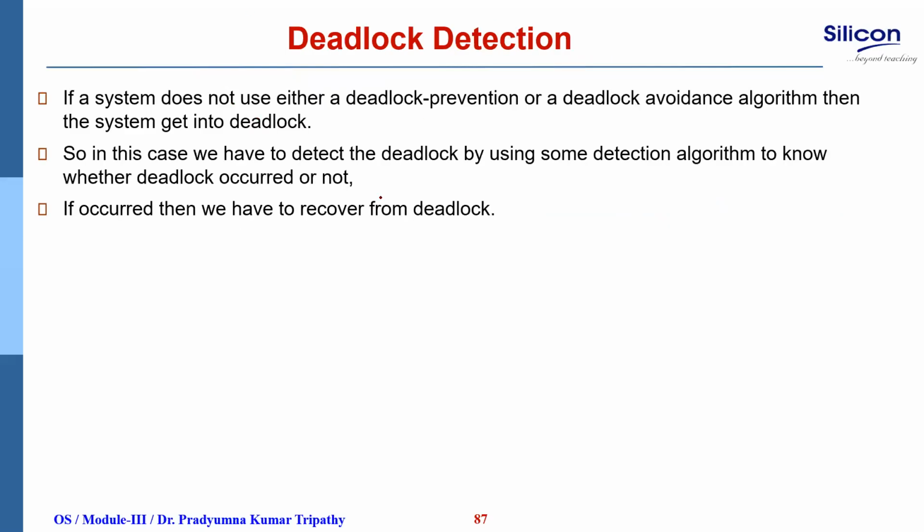Now, we have read about deadlock prevention and deadlock avoidance. The third one is deadlock detection. If a deadlock occurs, how do we detect it? And once it is detected, how do we recover from the deadlock?